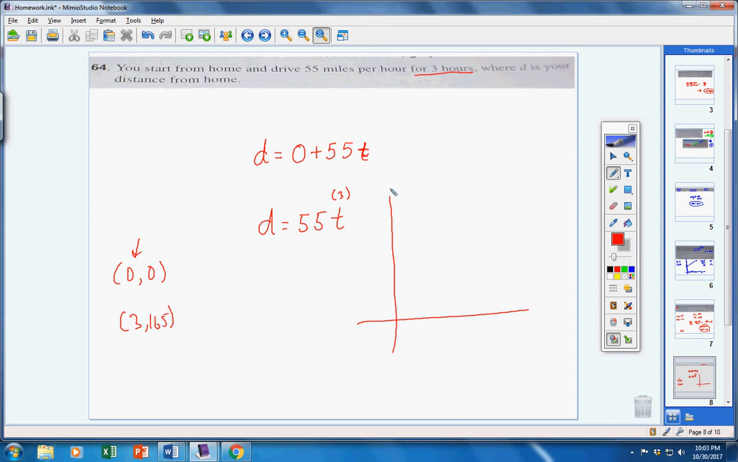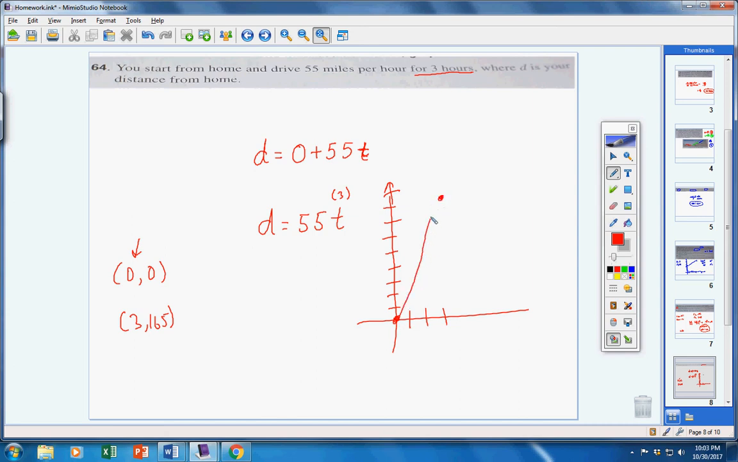So on my y-axis, I'm going to go in increments of probably 20: 20, 40, 60, 80, 100, and so on. And I'm going to go over 3: 1, 2, 3. So we're at 0, 0. And then we're over 3 and up, about 165, just approximately there. And there's my graph right there.